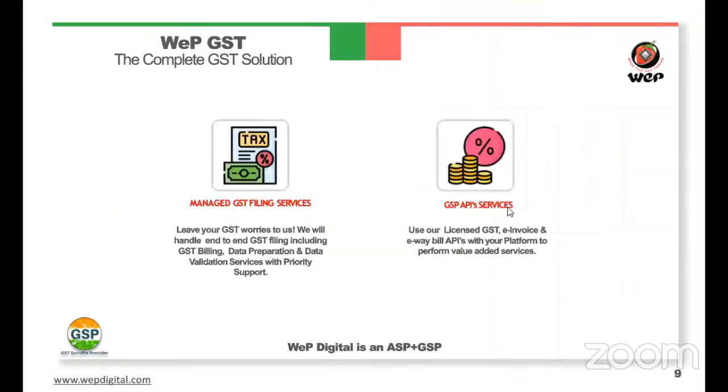Now moving on to the next slide. So we also manage the GST filing. We take the raw data from the companies and the customers. What we do over here is we collect the data, we do the data preparation, we do the data validation, and we do the managed GST. We will do the returns and everything will be taken care of by our end only. And apart from that, we also hold the license for the GSP. So we provide the API as well for the e-invoice, for the EVA bill API or the GST API. So that kind of services we also provide in a web GST solution.